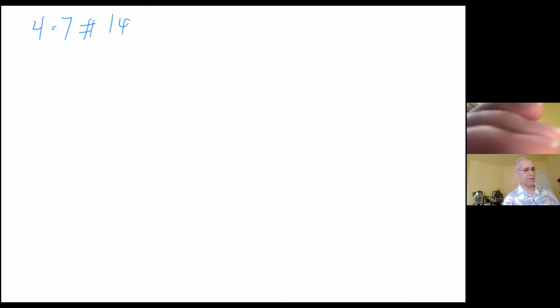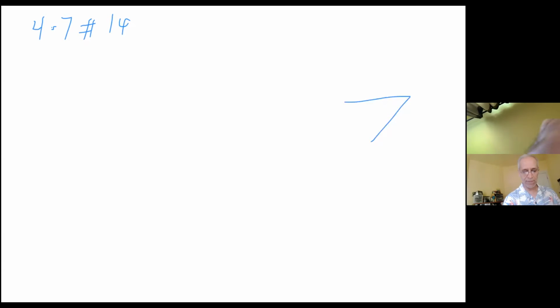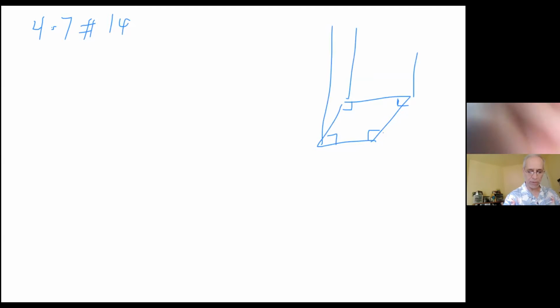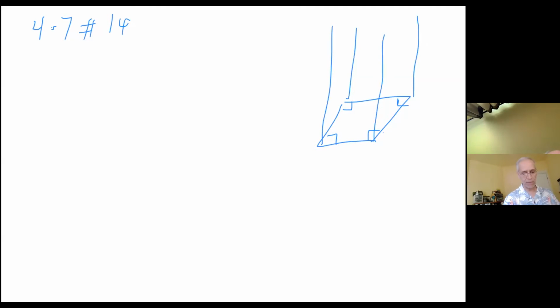Hello all, we are going to be doing a problem from 4.7, number 14, optimization. In this problem, we have a box with a square base. That means that these angles are all 90 degrees. And it has an open top, so no top.